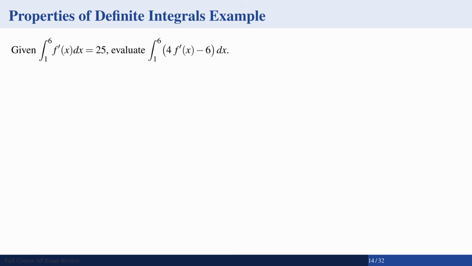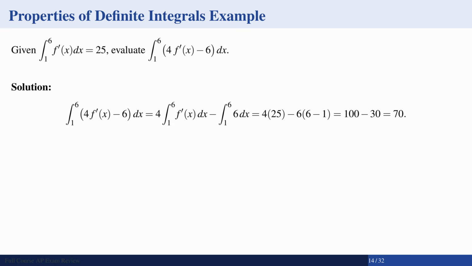Okay, another question that involves properties of definite integrals. Given that the integral from 1 to 6 of f prime of x dx is 25, we want to evaluate the integral from 1 to 6 of 4 f prime minus 6 dx. Believe it or not, this type of thing is on the exam sometimes. So first thing you want to do is break it up into two separate integrals, and also there's a constant multiple rule. So we get 4 times the integral from 1 to 6 f prime minus the integral from 1 to 6 of 6 dx.